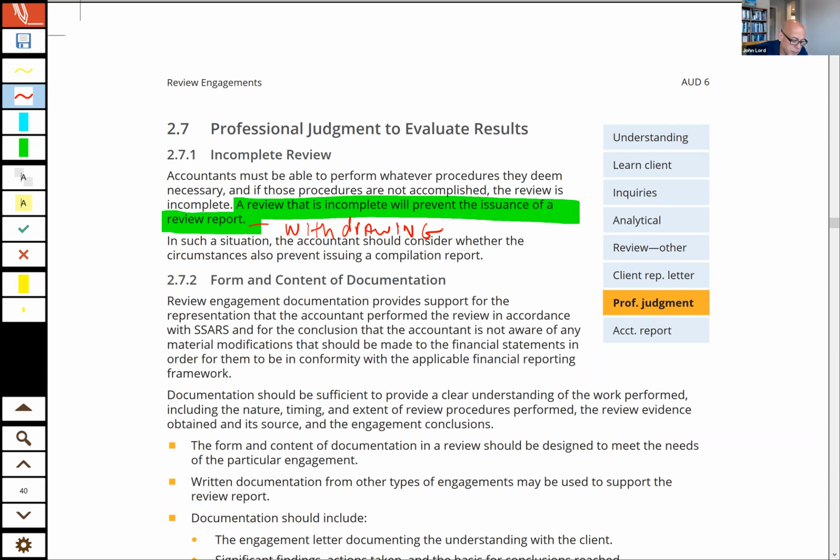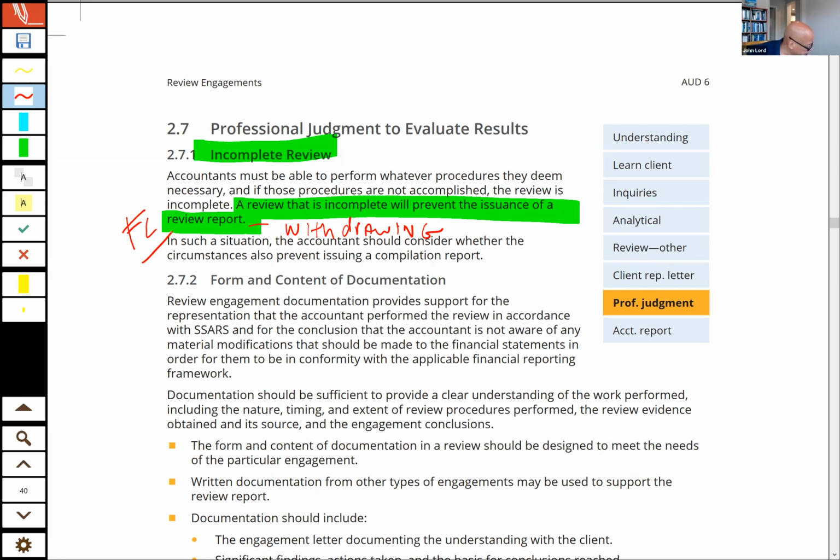Okay, so if it's an incomplete review, you do what? You withdraw. So don't fall into the trap of a question that will say, oh, well, if you can't complete the review, you should issue a qualified review report. There's no such thing. When we qualify, we're qualifying an opinion. When we disclaim, we're disclaiming an opinion. And if you're not giving such, then you will have to withdraw. Okay.